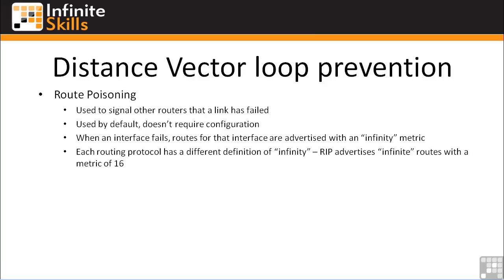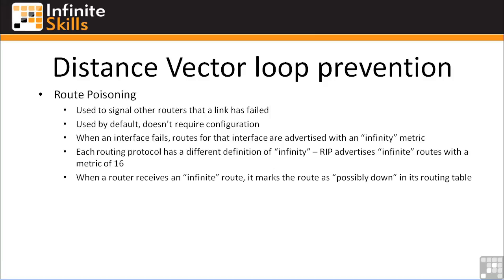And the router that receives that route update interprets that 16-hop route as to say it's completely unavailable, it's infinite, I'll never get there. Now, at least in the case of RIP, when a router receives this infinite route, it marks the route as possibly down in the routing table, and if the route does not come back up in a specified period of time, the route is actually removed from the routing table.